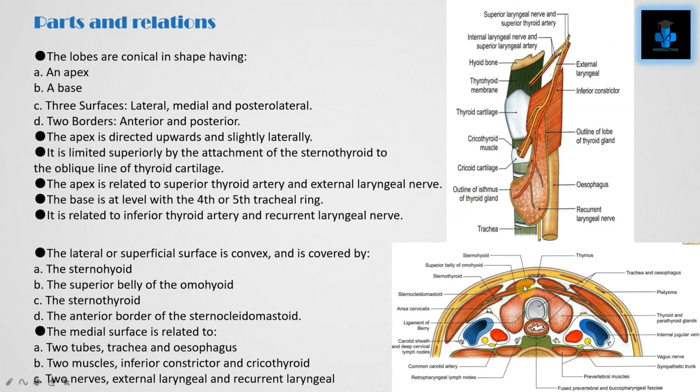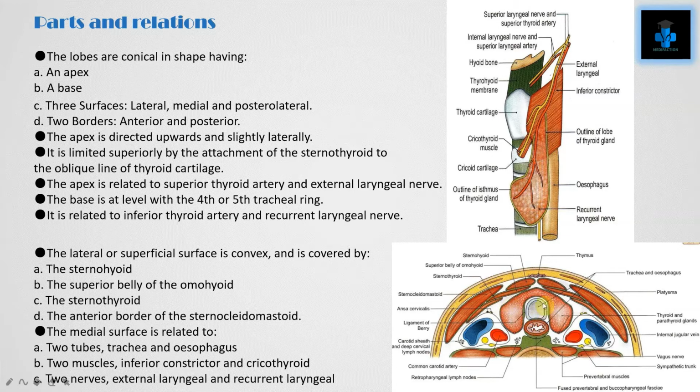Also, the superior belly of omohyoid. Right here we can appreciate the superior belly of omohyoid and also the sternothyroid muscle. Right here is the sternothyroid. Also, the anterior border of the sternocleidomastoid can be observed. This right here is the anterior border of sternocleidomastoid. So these muscles all cover the lateral or superficial convex surface of the thyroid gland.